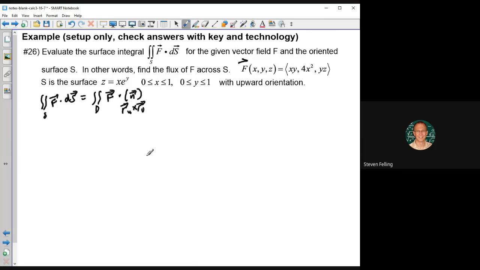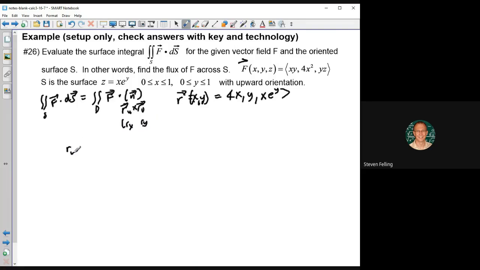All right, so my parameterization, they gave it to me, pretty much, is that we're going to use x and y, right? Because they gave me the surface z in terms of that. So x is going to stay x, y is going to stay y, but z is going to be x e to the y. So there's the parameterization of the surface. And then that means I'm going to calculate my ru and rv. Those are going to be rx and ry.